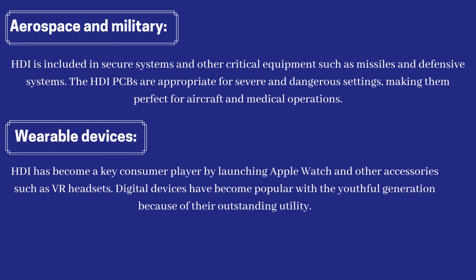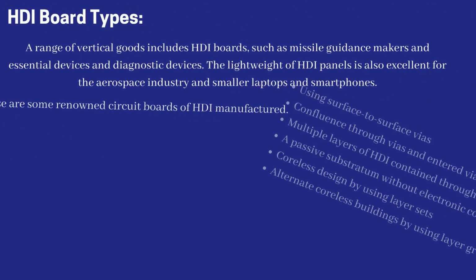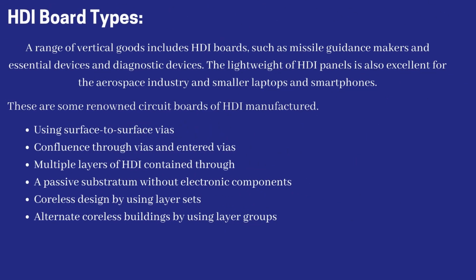HDI board types. A range of vertical products includes HDI boards, such as missile guidance systems, essential devices, and diagnostic devices. The light weight of HDI panels is also excellent for the aerospace industry and smaller laptops and smartphones. These are some renowned types of HDI circuit boards manufactured: using surface-to-surface vias, through vias and buried vias, multiple layers of HDI, a passive substrate without electronic components, coreless design using layer sets, and alternate coreless buildups using layer groups.